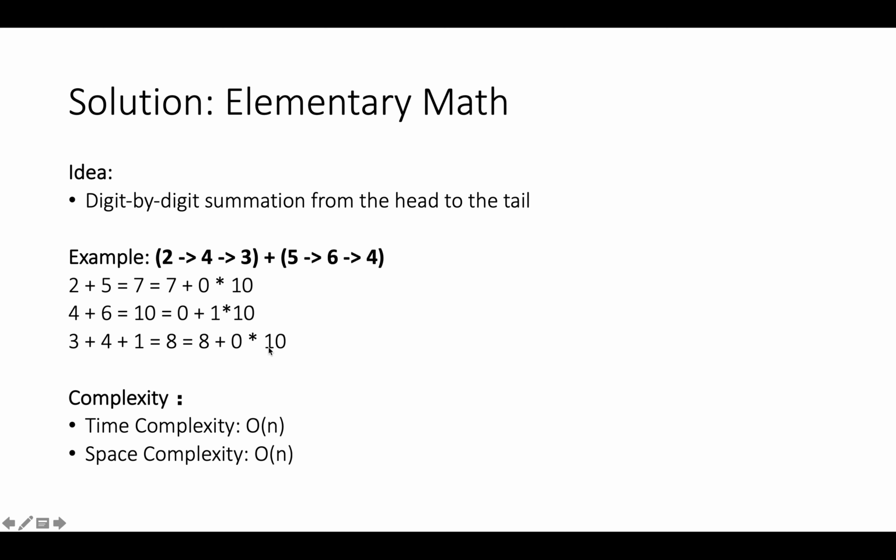So the time complexity is O(n), because we need to go through every digit of the original two numbers. And the space complexity is also O(n), because we need to create a result. The result linked list is of the scale O(n).